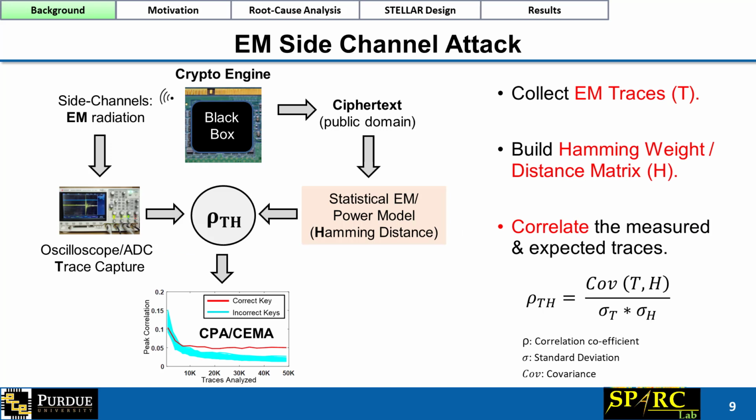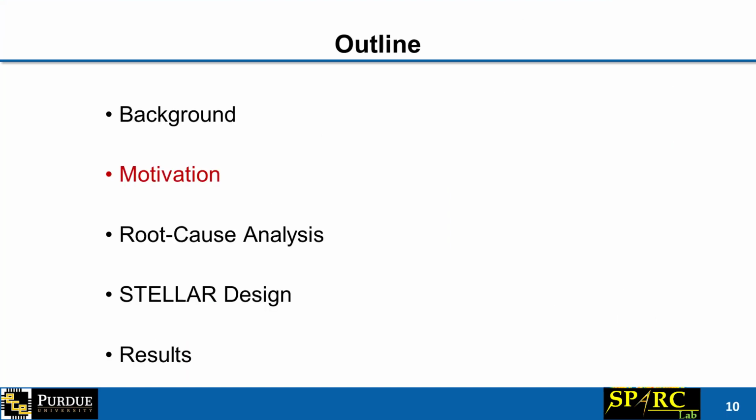This slide shows how an electromagnetic side channel attack is performed. First, the EM traces are collected while the target device performs encryptions. Next, a Hamming weight or Hamming distance matrix is built for different key guesses. And finally, correlation is performed. As shown in the figure, the correct key emerges out after multiple traces are analyzed.